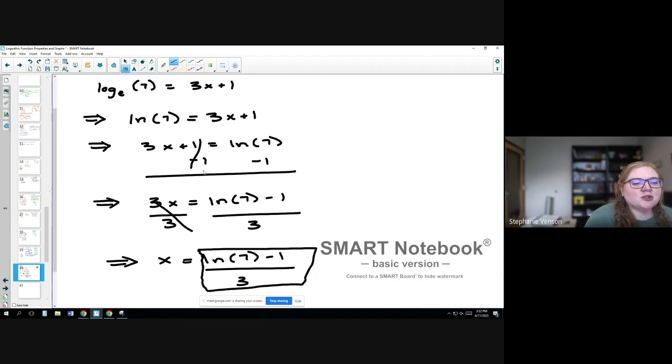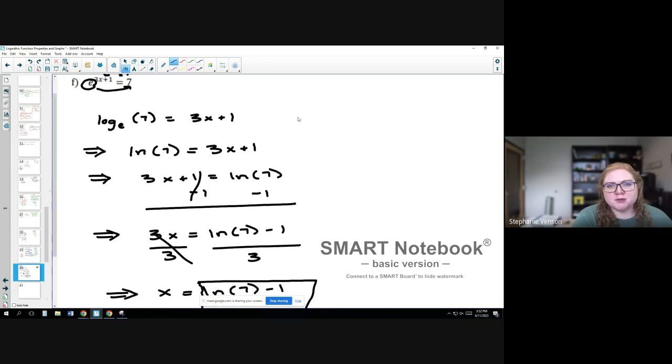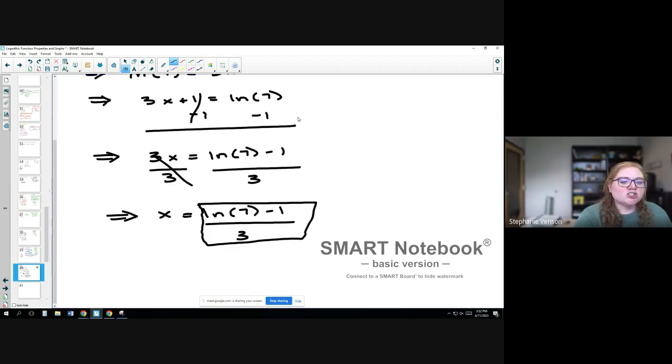Now, here's the beautiful part about the original equation being an exponential equation and not a logarithmic equation. If your original equation is a logarithmic equation, then you have to check your answer. But if your original equation is an exponential equation, you don't have to check your answer, because the domain of exponentials is negative infinity to infinity, which means that your x can be anything, so you don't have to check it. So that's lovely that we don't have to plug back in natural log of 7 minus 1 over 3.